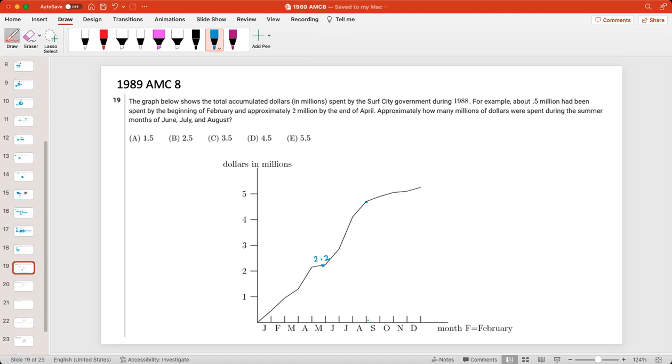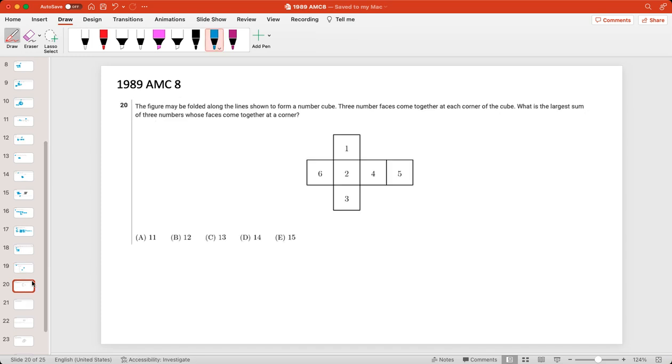And end of August is this. So end of August is somewhere here, right? And this I'm going to assume as 4.7, which is nearest to 5 but between 4 and 5. So the difference between these two is 2.5. So answer is B, 2.5. Going to question number 20.